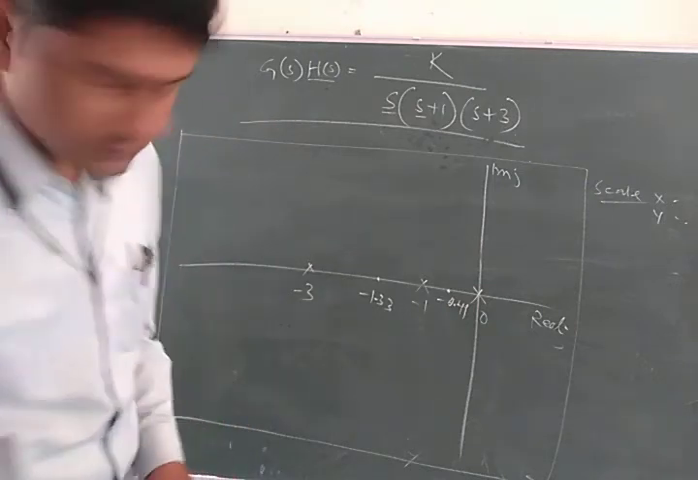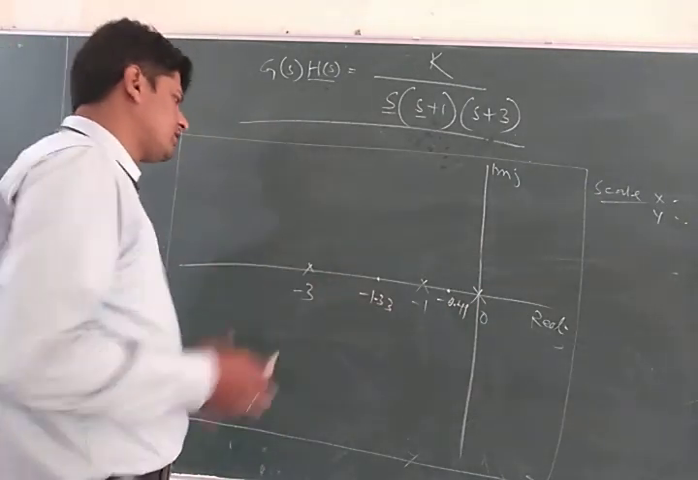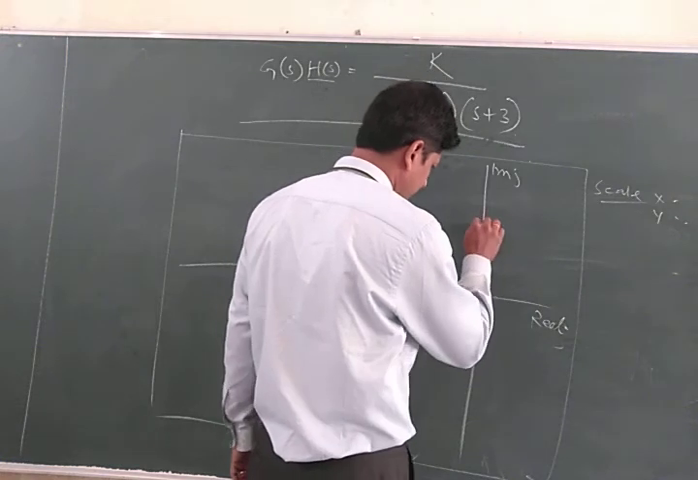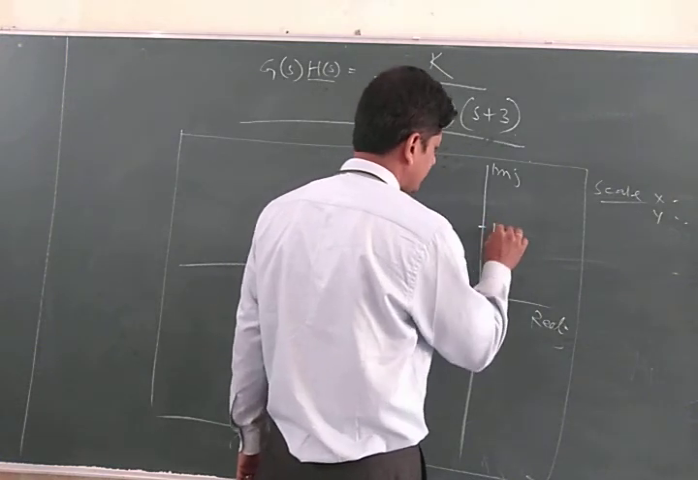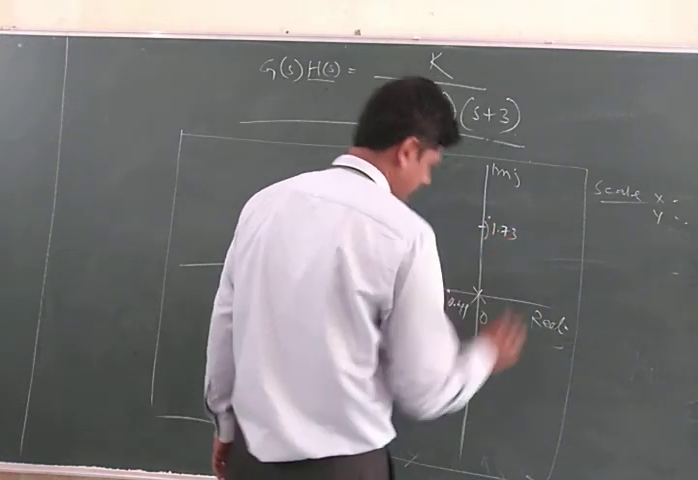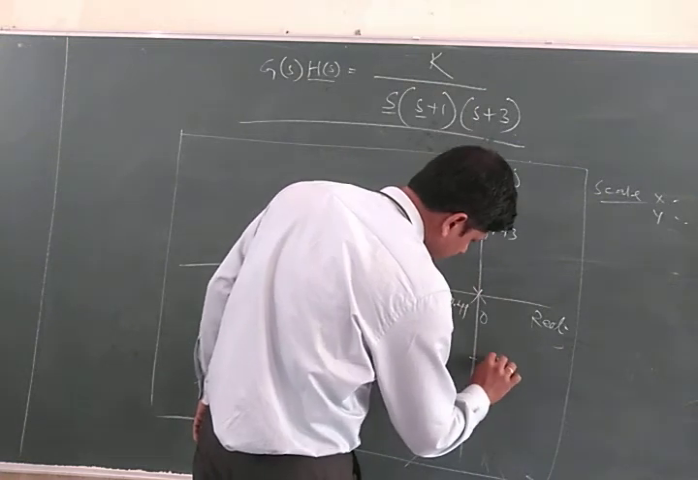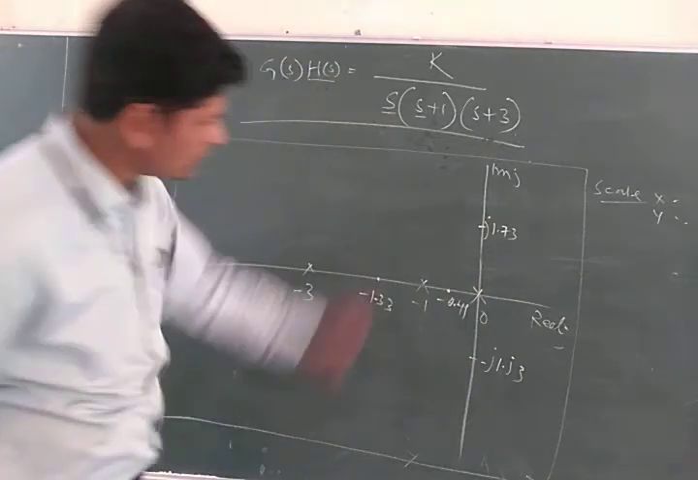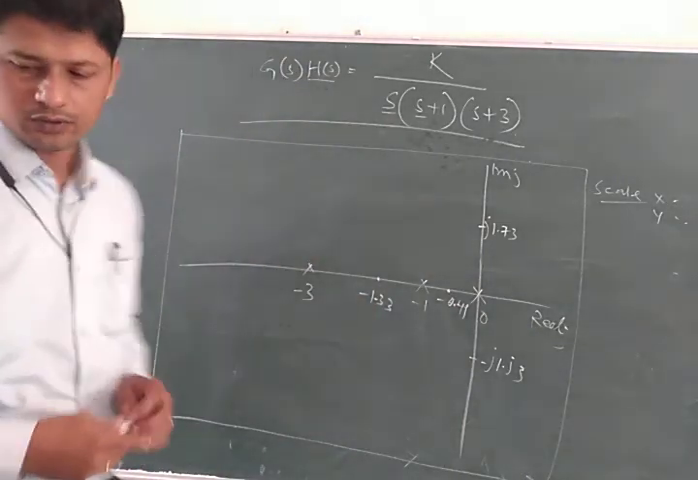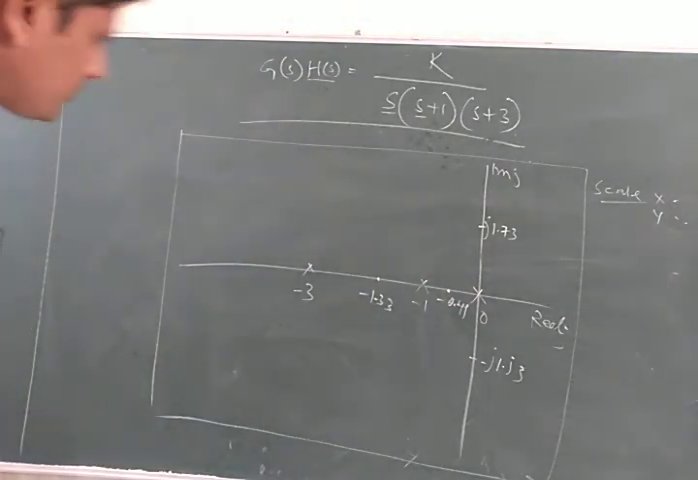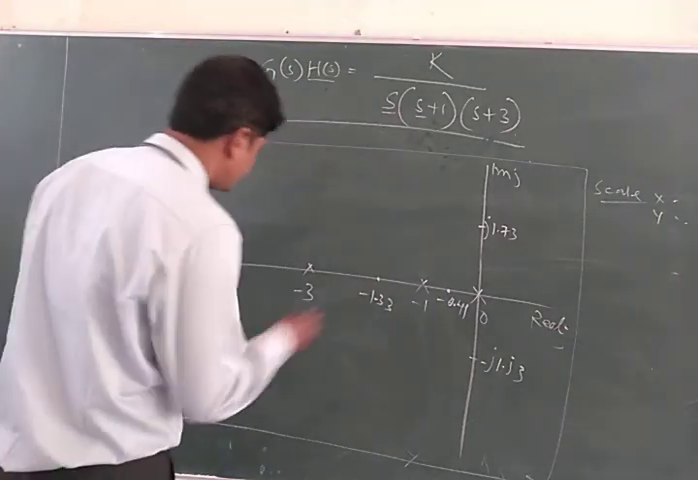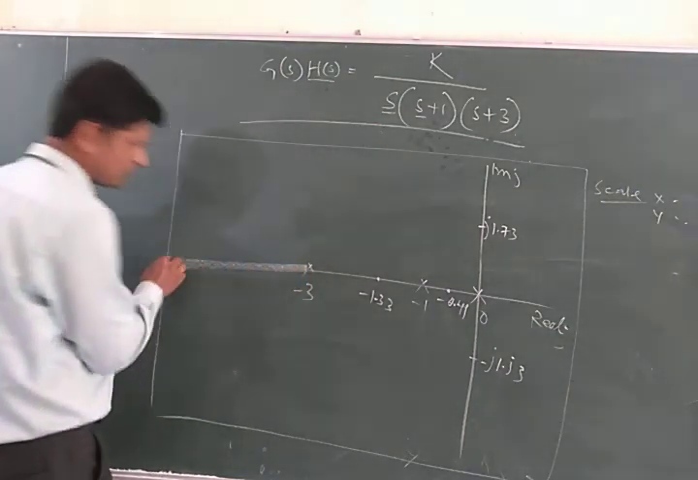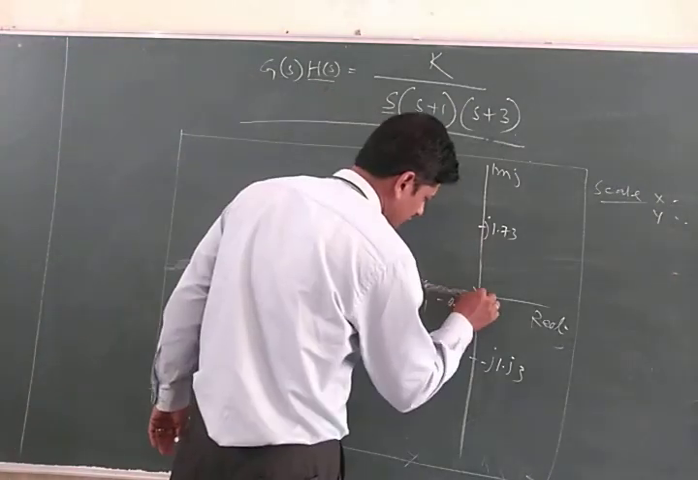And from the other findings, at plus 1.73j and at minus 1.73j the root locus will cross over. These are the points. Now for the final drawing, as we have already mentioned, the root locus exists between minus 0, this line, and here also 0 to minus 1.